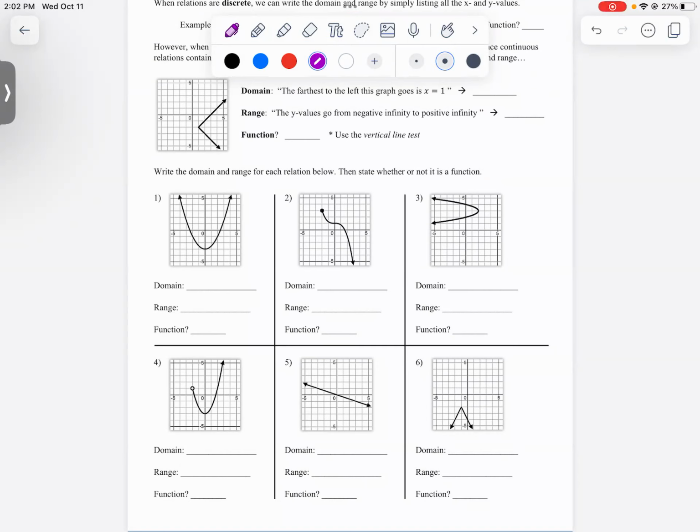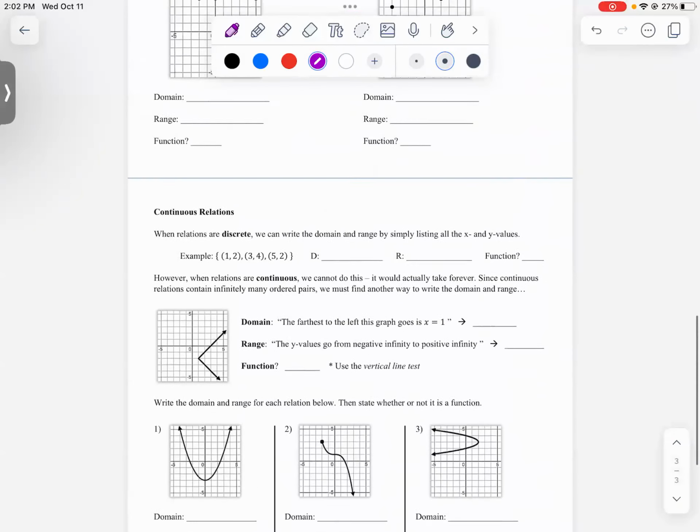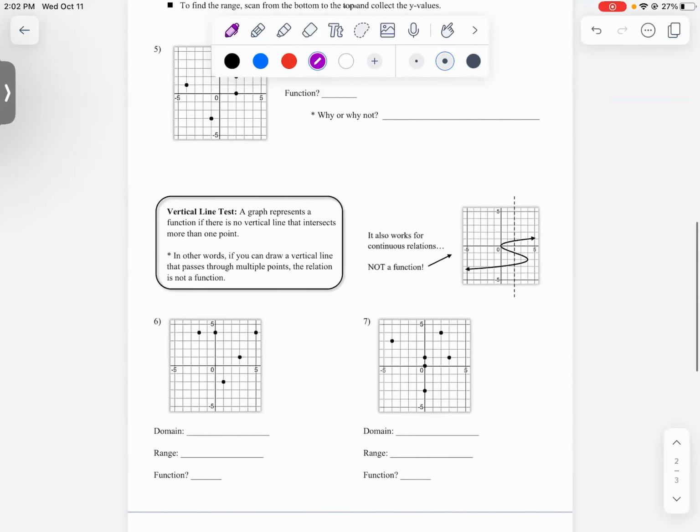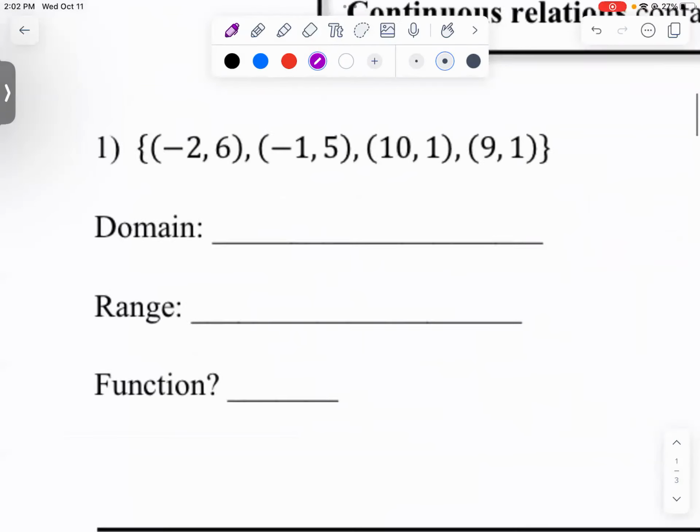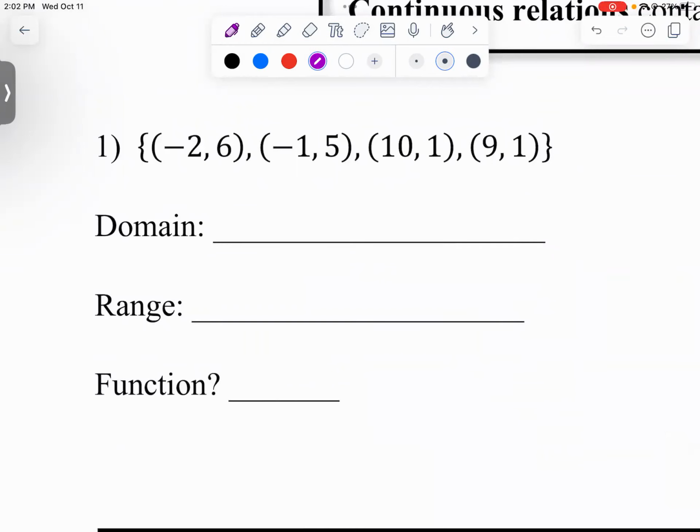Yeah. And how do we find the domain and the range of those? Guess what? I'm going to teach you. Yeah, we're getting to it. Okay, so let's just start with the discrete ones.